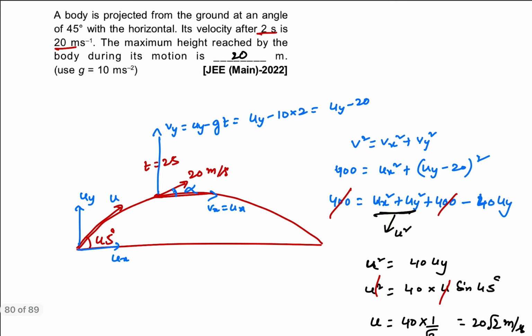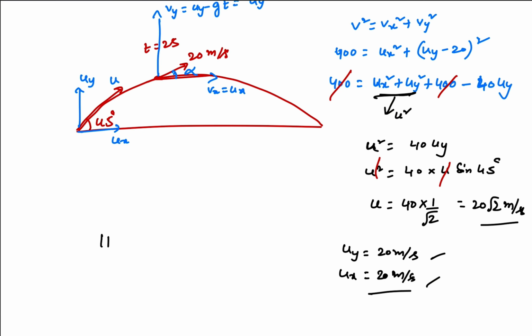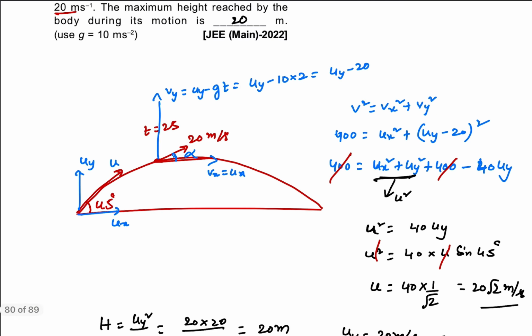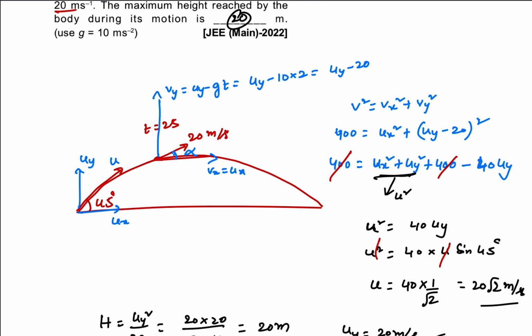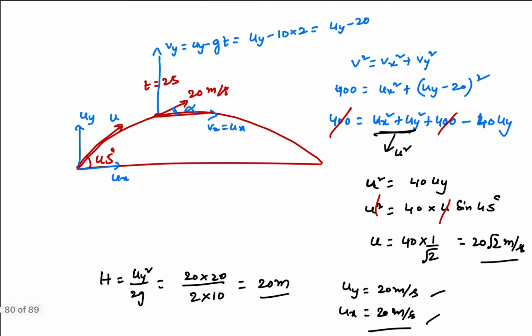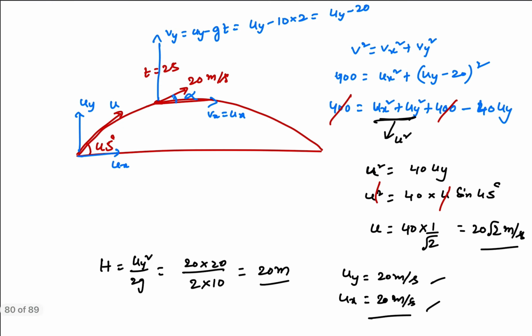We got the Ux and Uy values. We need only the maximum height. What is the maximum height formula? H maximum is Uy square divided by 2g. Uy square is 20 into 20 divided by 2 into 10. You get the value as 20 meters. 20 is the answer. Earlier I thought they had asked this question. All similar models are there now.